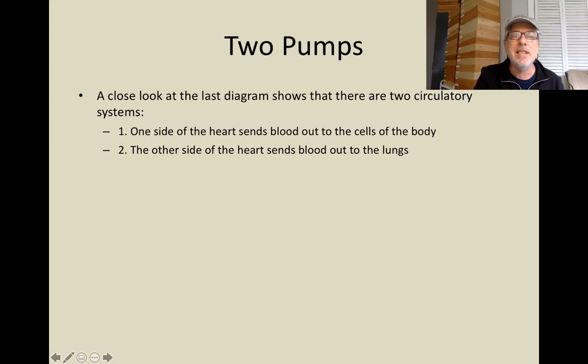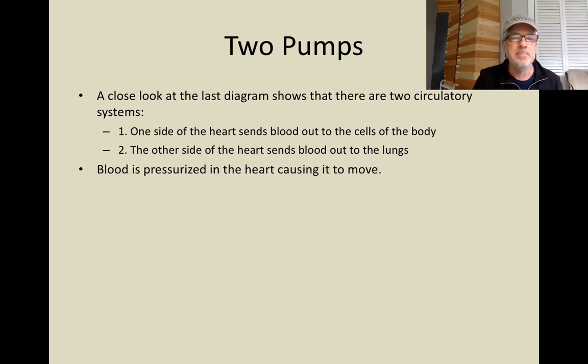So we can see that our hearts consist of two pumps. One side of the heart sends blood out to the cells of the body. The other side of the heart sends blood to the lungs. And it turns out it's the right side that sends it to the lungs and the left side that sends it to the rest of the body.